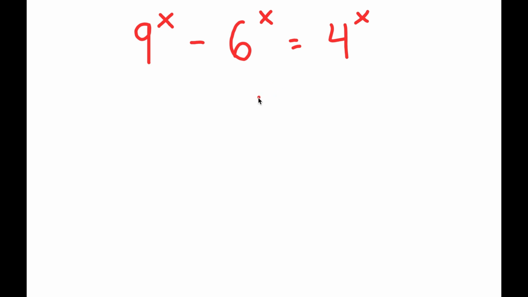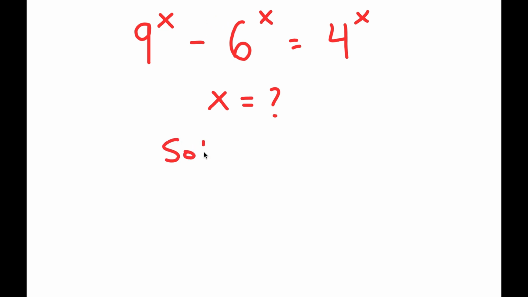Alright, so in this equation, I have 9 to the power of x minus 6 to the power of x is equal to 4 to the power of x. So my only variable in this equation is x, so that's what I'm going to be solving for. And notice how I have x 3 times in this equation, and all of those times is an exponent, so it's going to be pretty difficult to actually solve for x.